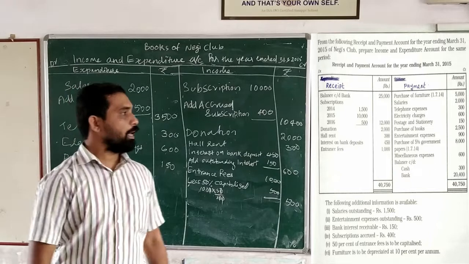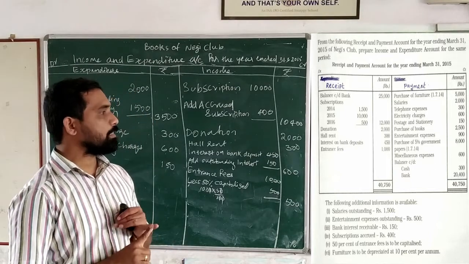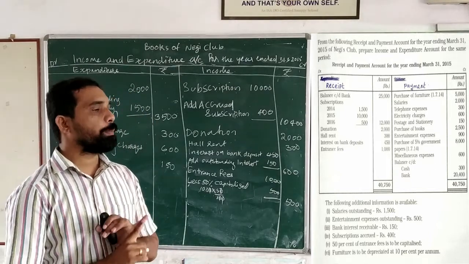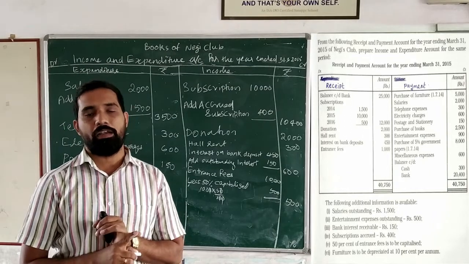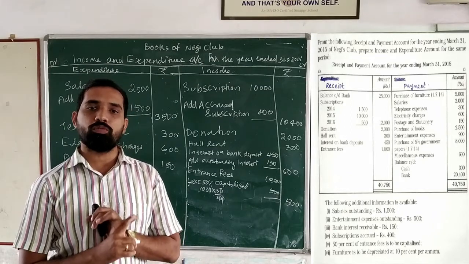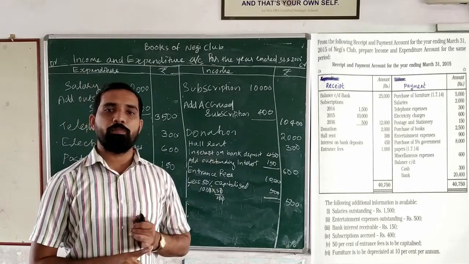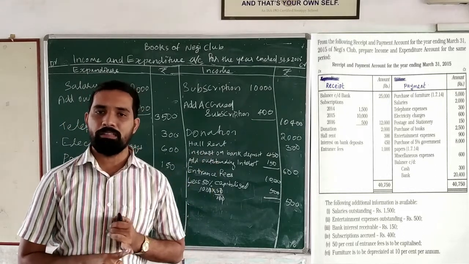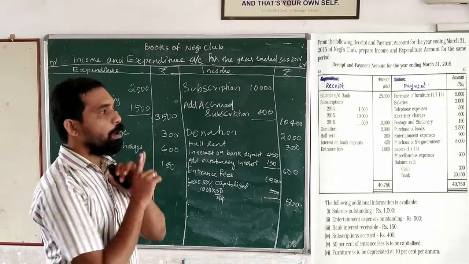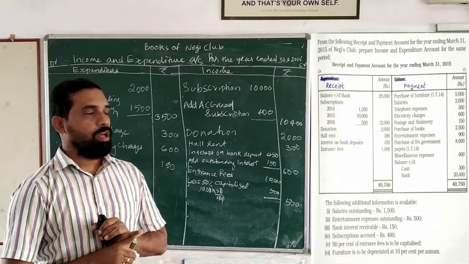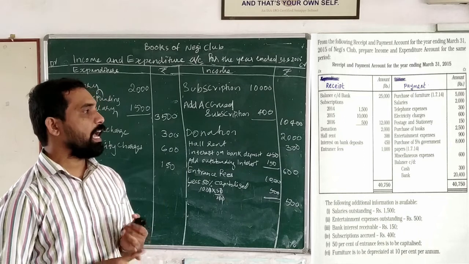Then next item, purchases of books, rupees 2500. Purchases of books, no need to consider because it is a capital payment. And the next item, what is it?